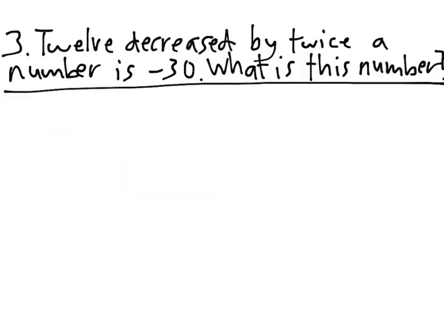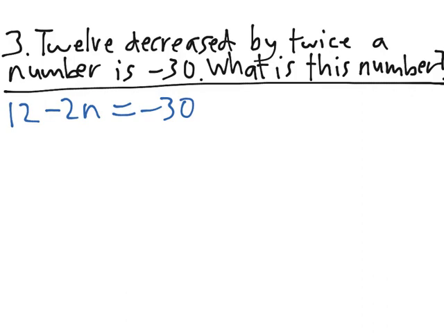Problem 3. 12 decreased by twice a number is minus 30. What is this number? So let's call this number n. Then the problem says that if we start with 12 and we subtract twice n, so 2 times n, then this will be equal to minus 30. Now we have an equation that we can solve for n.